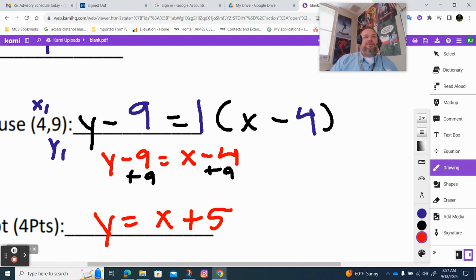Zooming in, we have a couple of people trying to use binoculars. That would be funny.